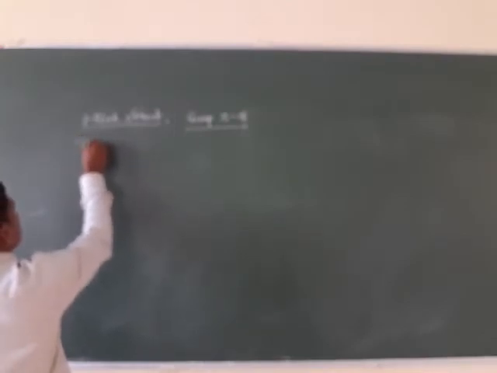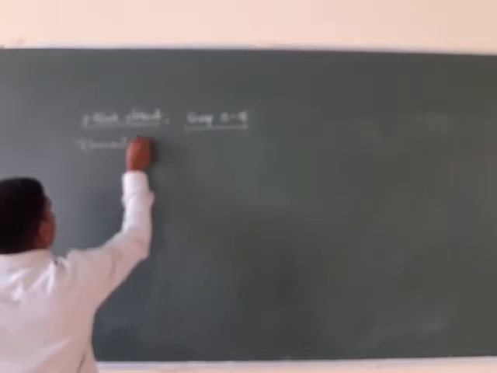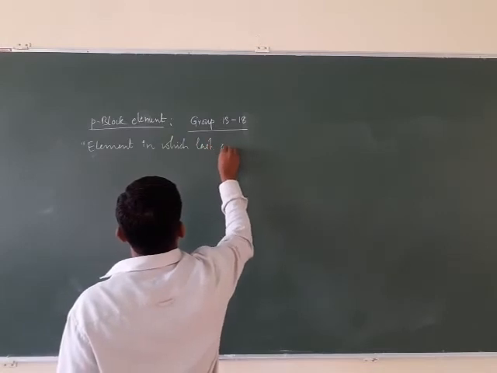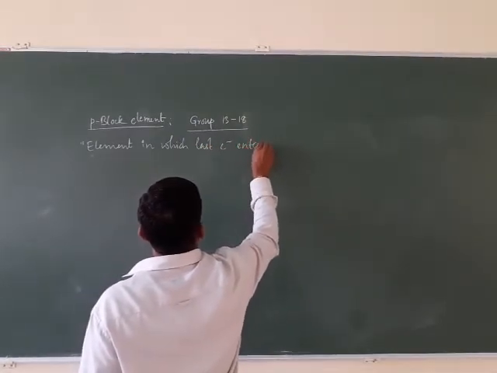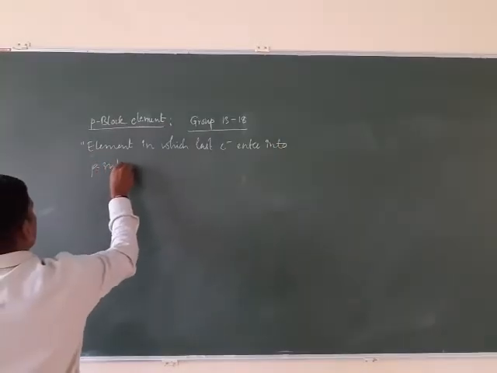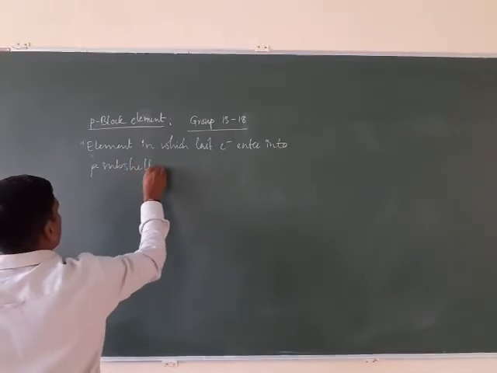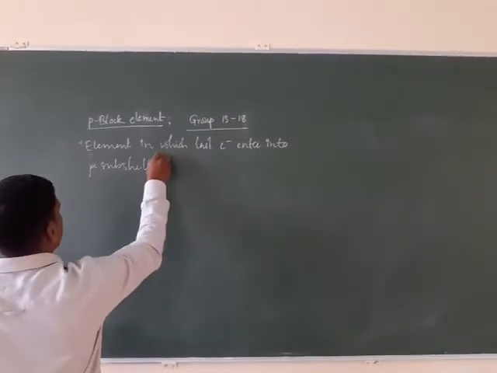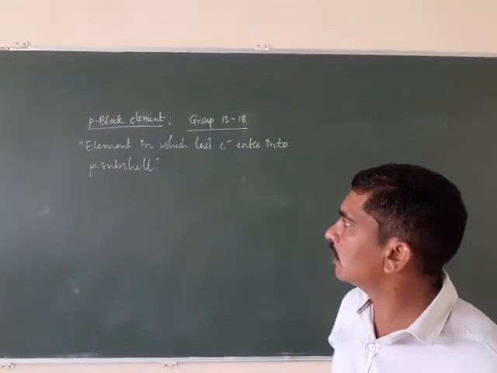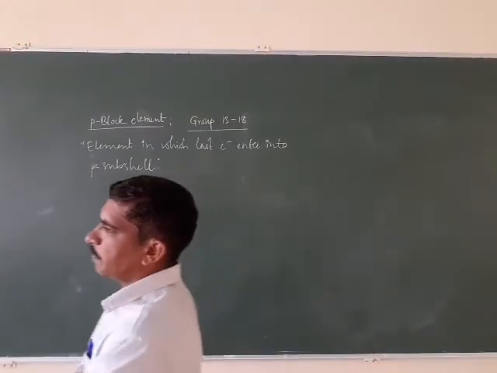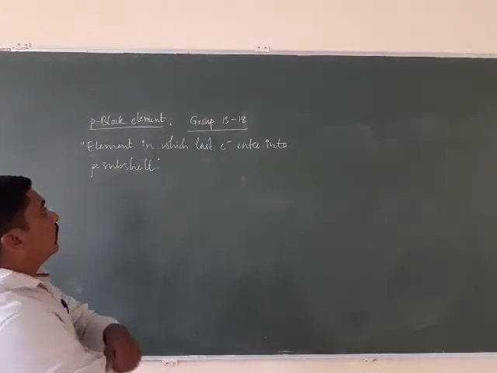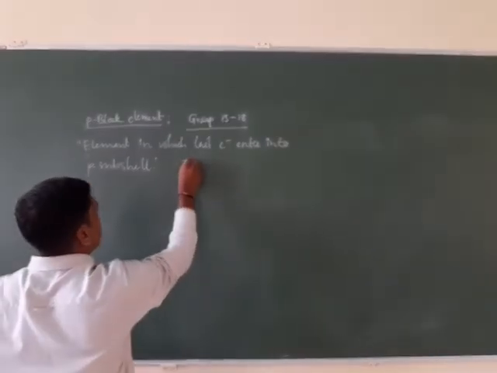The elements in which the last electron enters into the p subshell of the main shell are called P-block elements, or the elements in which the last electron enters into the p subshell of the valence shell or outermost shell. They are called P-block elements. The general electronic configuration.